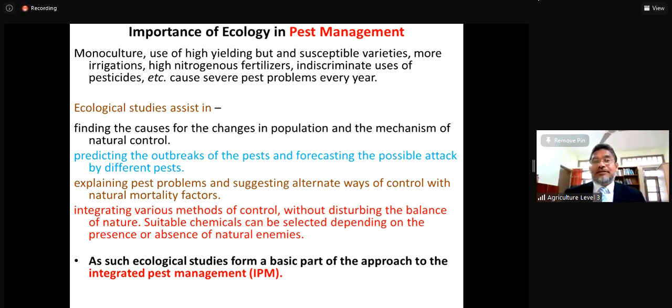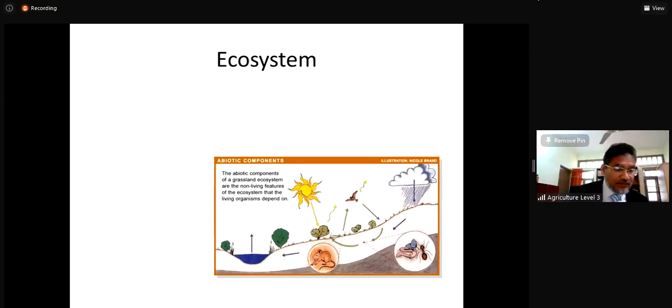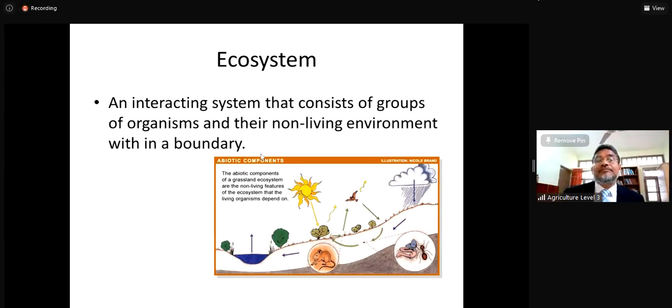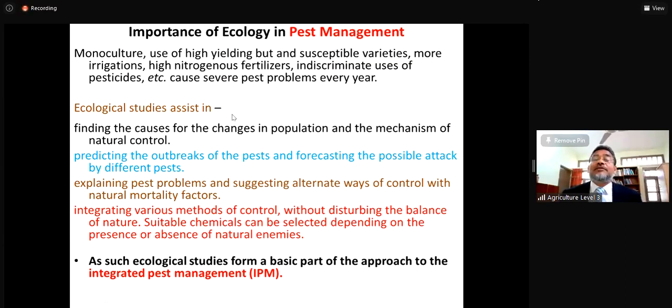So the headline you can see: the importance of ecology in pest management. Pest, do you know what a pest is? What is a pest? Sir, any organism that is harmful to other organisms. Good. Any harmful organism is called a pest.